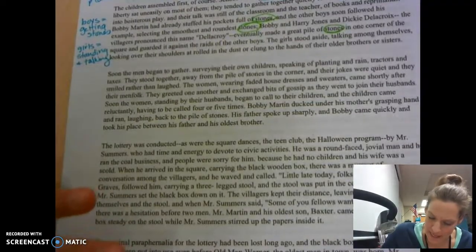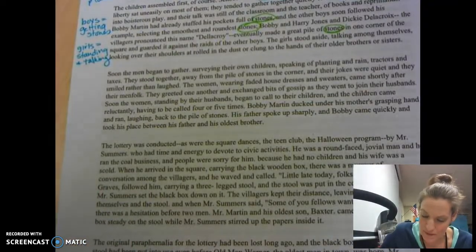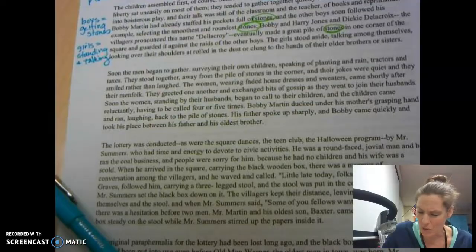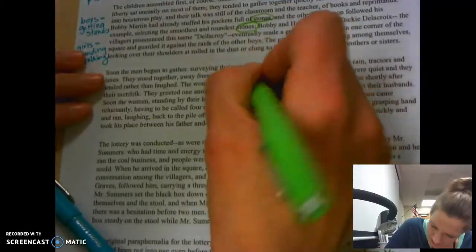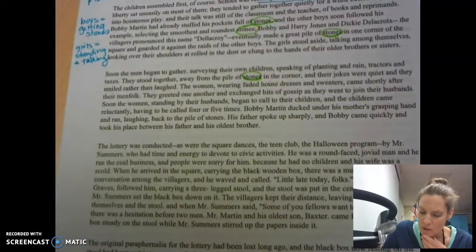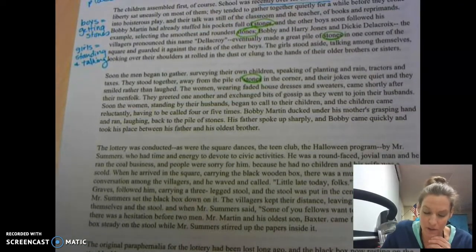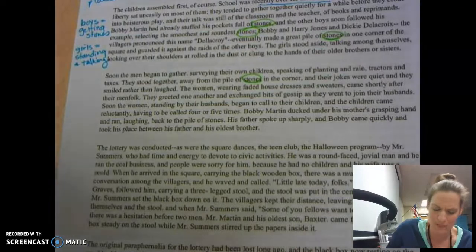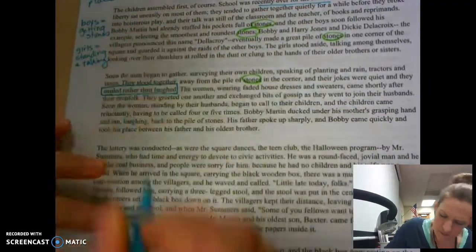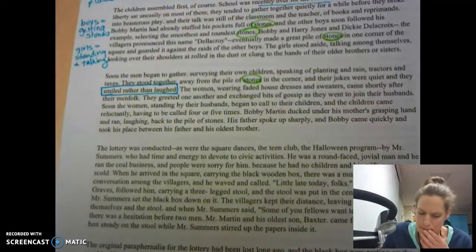"Soon the men began to gather, surveying their children, speaking of planting and rain, tractors and taxes. They stood together away from the pile of stones." There it is again, stones again. It's weird. "Away from the pile of stones in the corner, and their jokes were quiet, and they smiled rather than laughed." Smiled rather than laughed. Wonder if it's the topic, or I don't know.